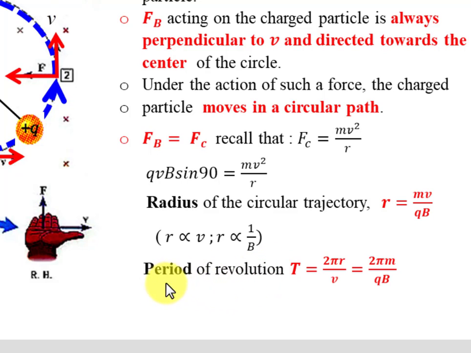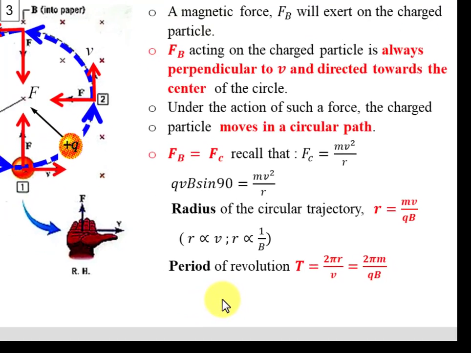From this relation, we can also get the period of revolution. We know that T equals 2 pi r over v, a general equation we have learned before. We substitute r with mv over qB, so we get T equals 2 pi m over qB.